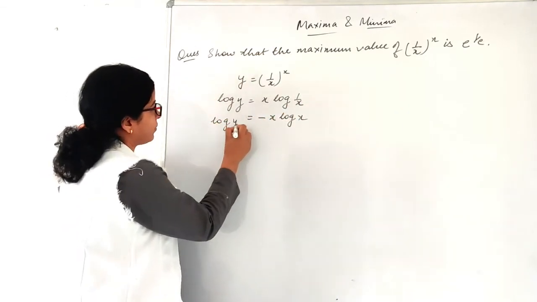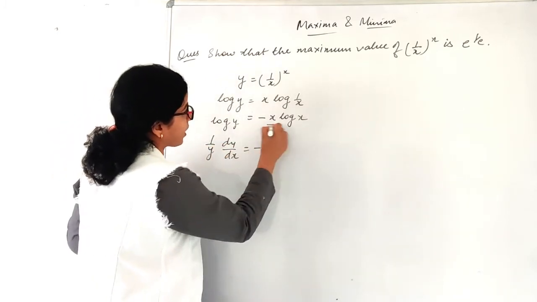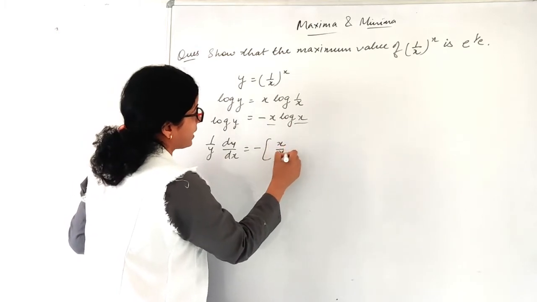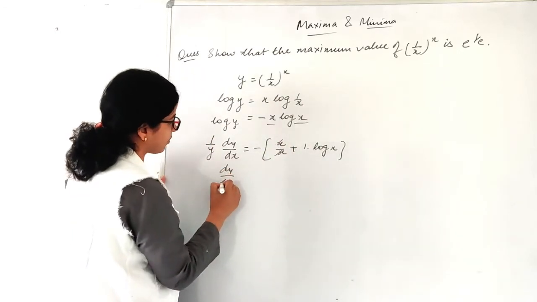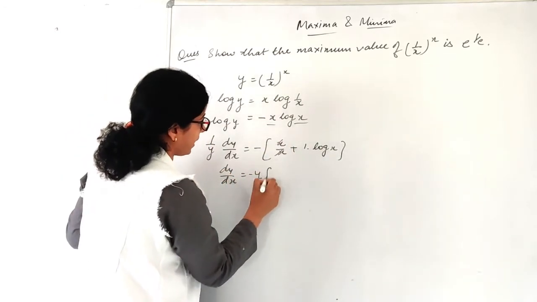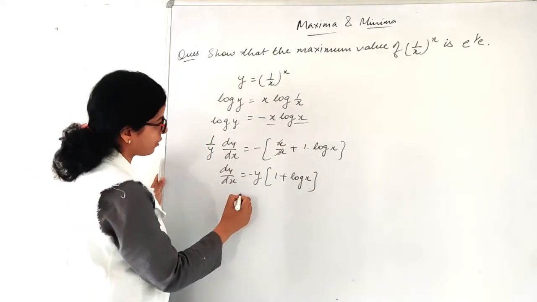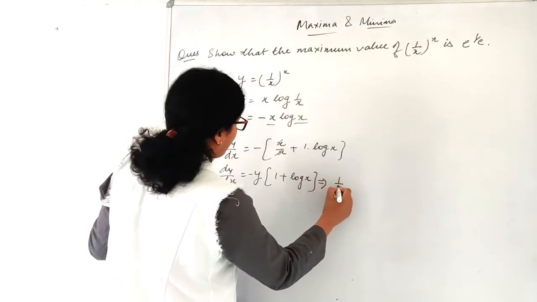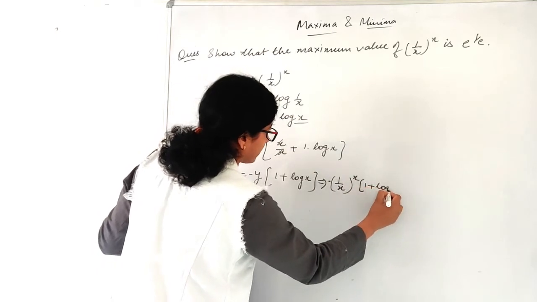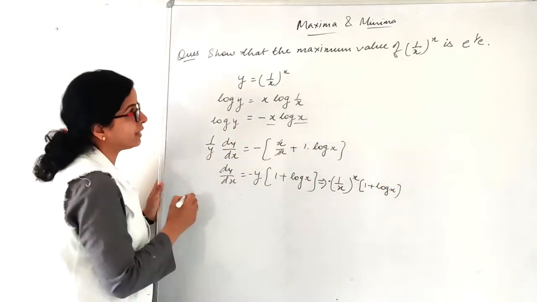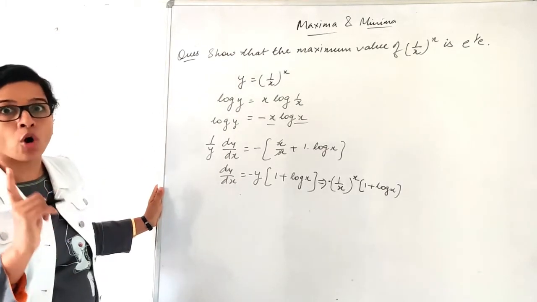Now we'll find the derivative of this. So 1 by y dy by dx equals, product rule will use, minus x upon x plus 1 into log x. So dy by dx is equal to minus y into (1 plus log x). Okay, substitute the value of y, it will imply 1 by x to the power x into (1 plus log x), right? Now we have to find the double derivative, right, to check whether whatever point we will get will be maximum or minimum or not.